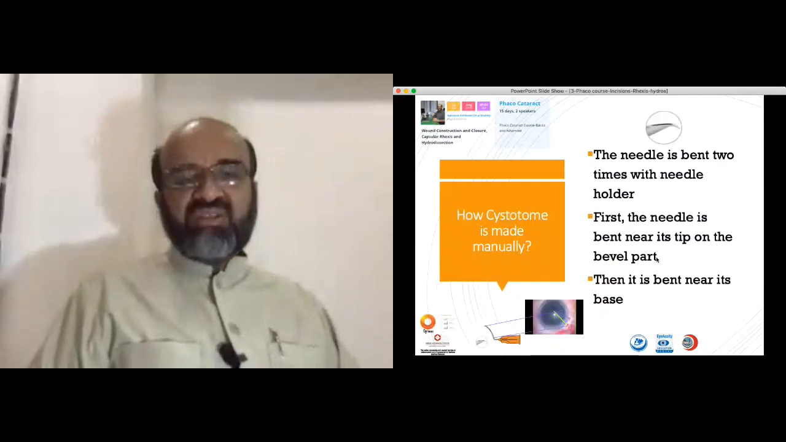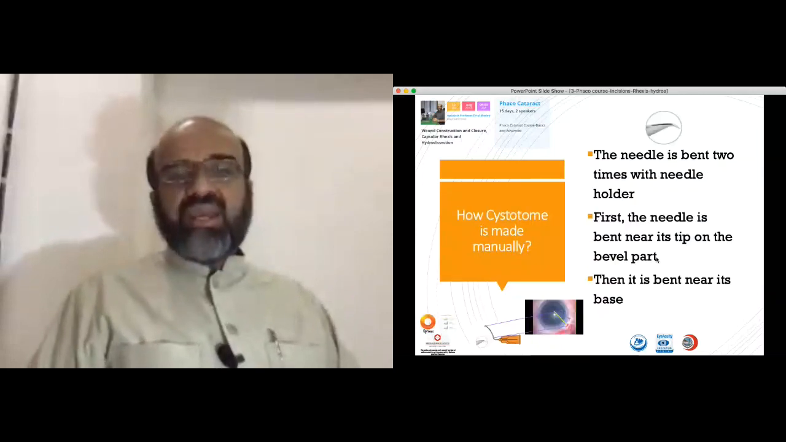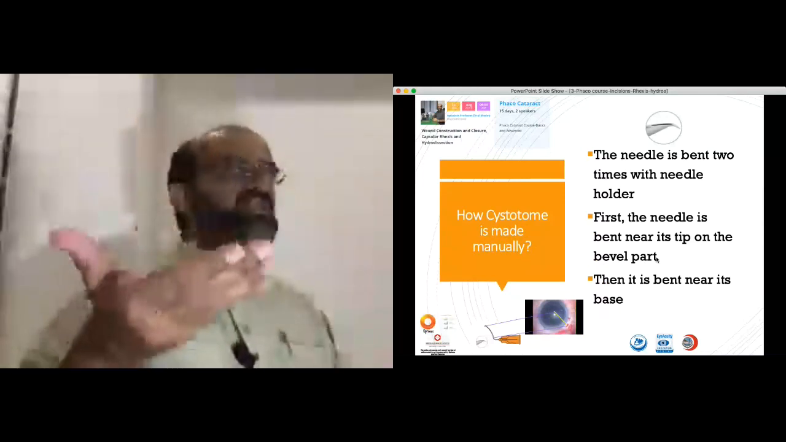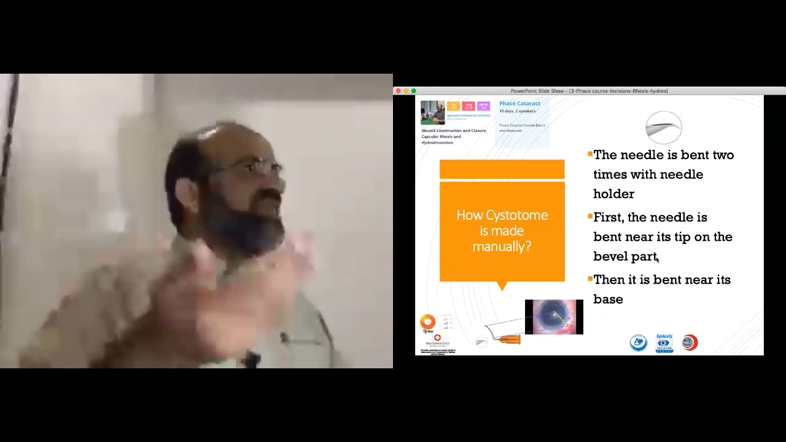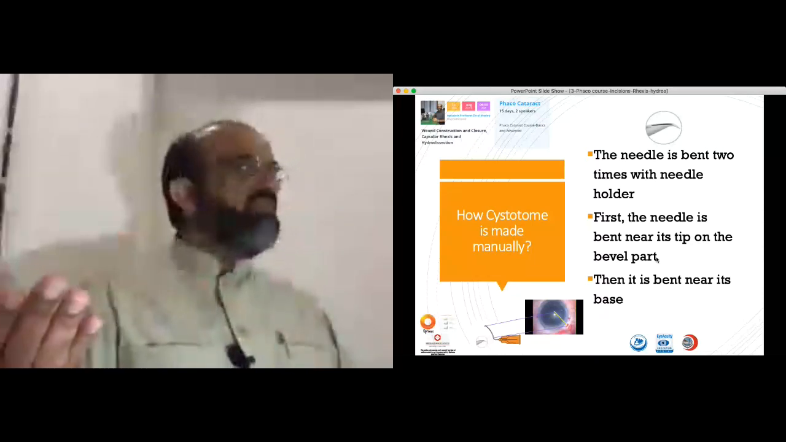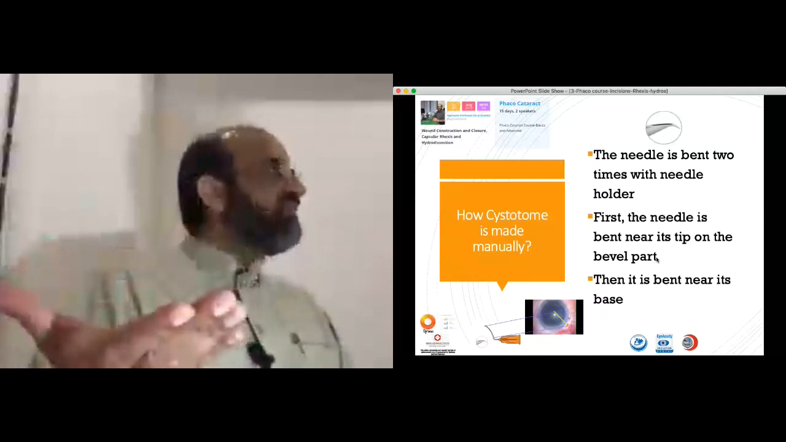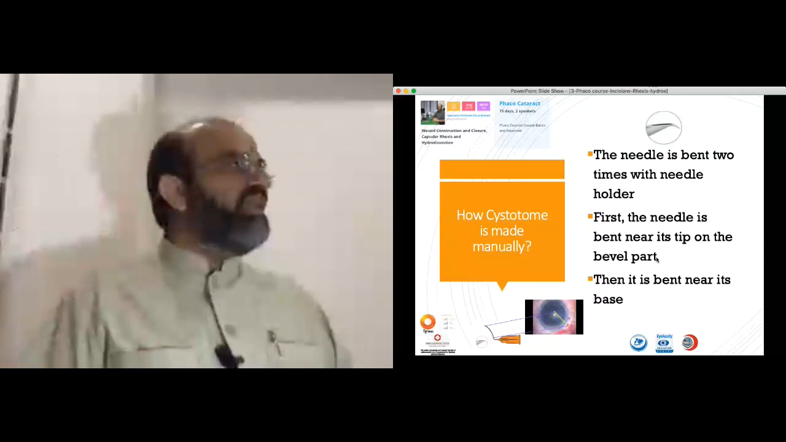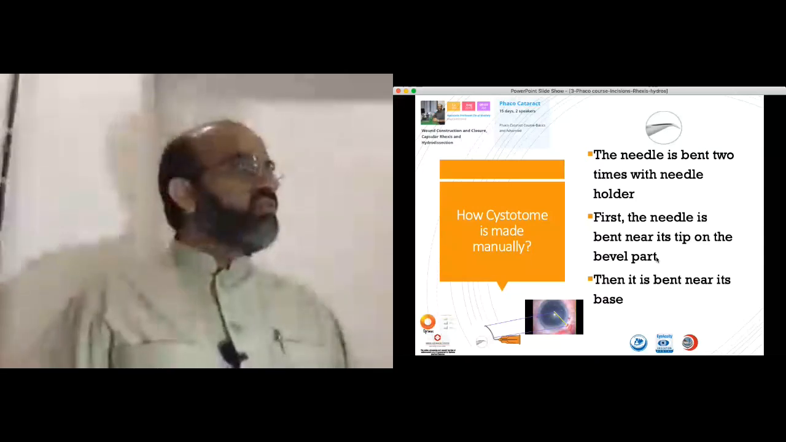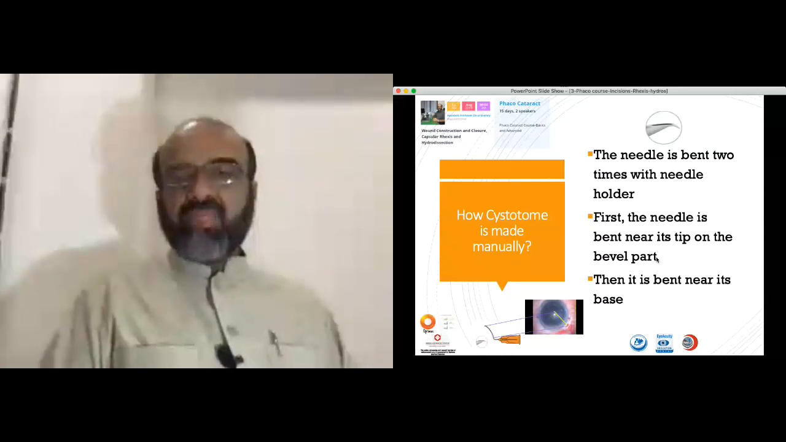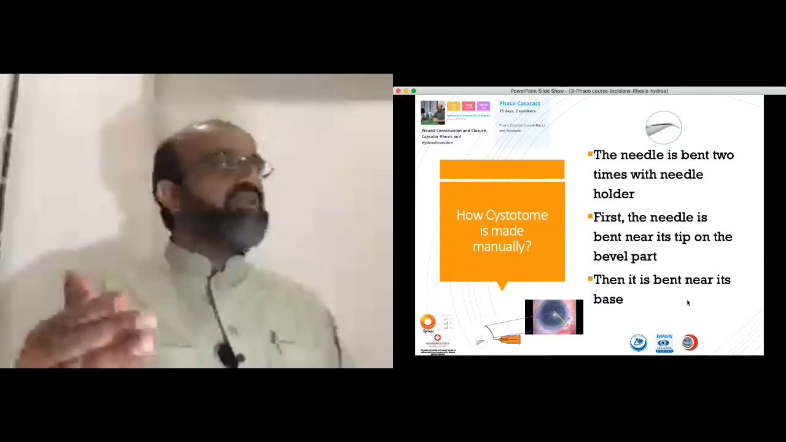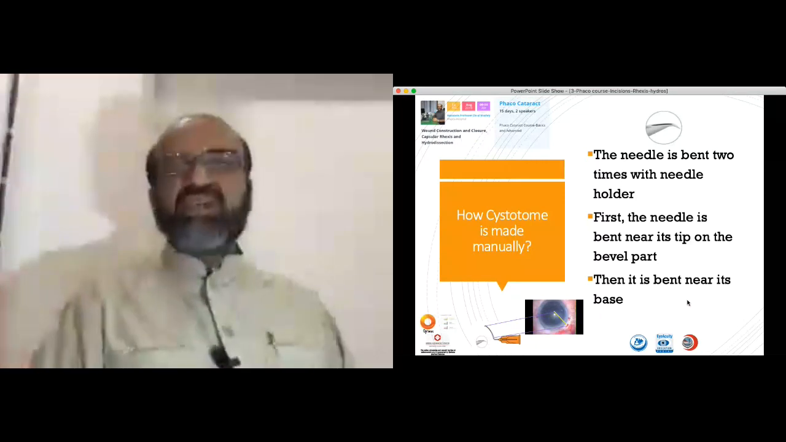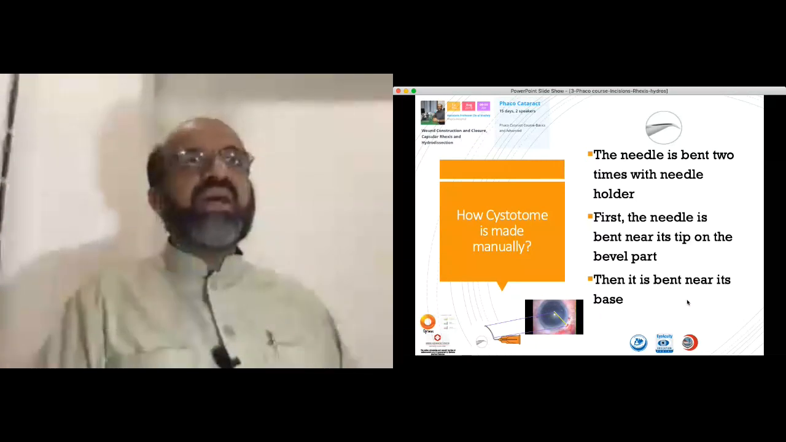So 2 bends are generally made in the needle, and this is what I mean by angulation of the anterior segment instruments. These angled instruments are easy to enter even through 12 o'clock incisions, but the straight instruments are difficult to handle and enter into the eye through 12 o'clock incisions. The first bend is generally near the base, and then half of the bevel is bent at 120 degrees to construct a proper cystitome like this.